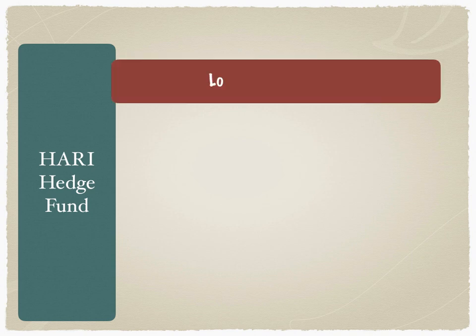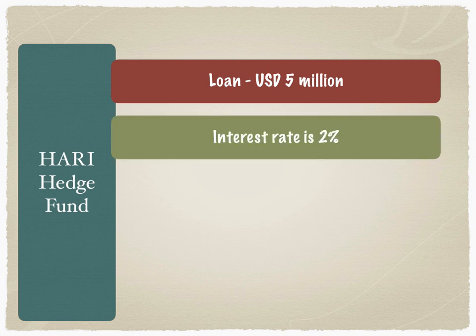Let's try and understand the concept of a swap with this example. Let's say there is a hedge fund called Hedge Fund, which has a loan of USD 5 million that it has borrowed from its bank. The interest rate is about 2%, and Hedge Fund is based in the United States.